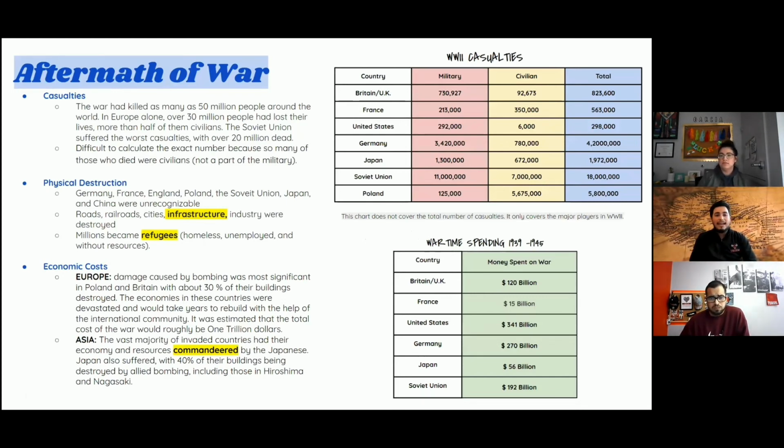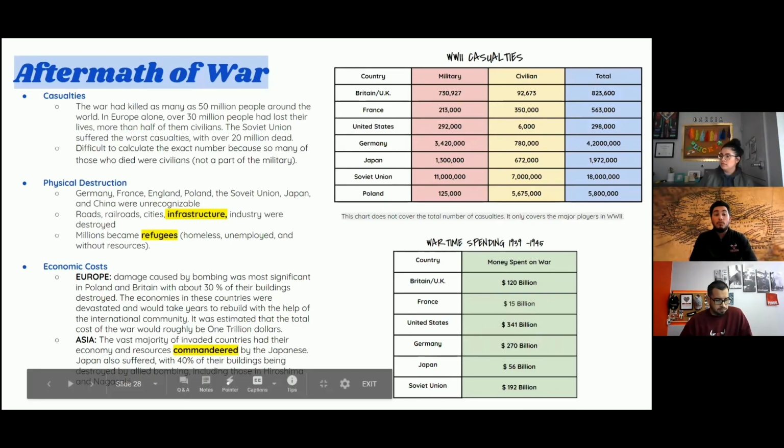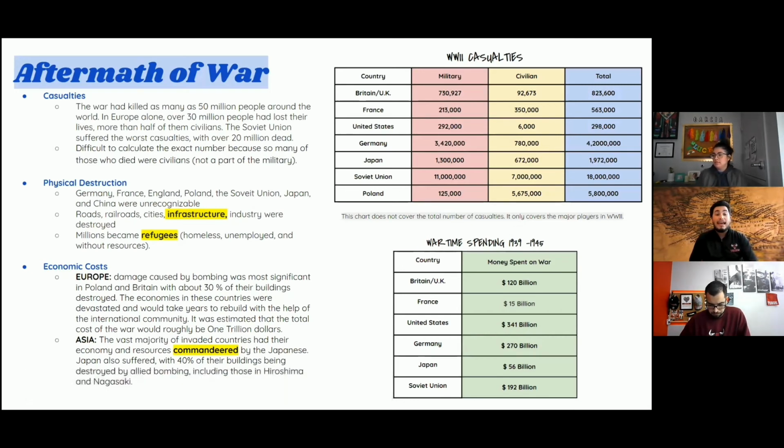The war had killed as many as 50 million people around the world. In Europe alone, over 30 million had lost their lives, more than half of them being civilians. So we're talking soldiers, civilians, everyone involved. We have to acknowledge the Soviets took the worst when it came to casualties. They suffered the most, with over 20 million people dying in their own country. It's difficult, honestly, to calculate what the exact numbers are, because there are so many records and not everyone's within the military, and it is difficult for us to get a true record of what that looks like.